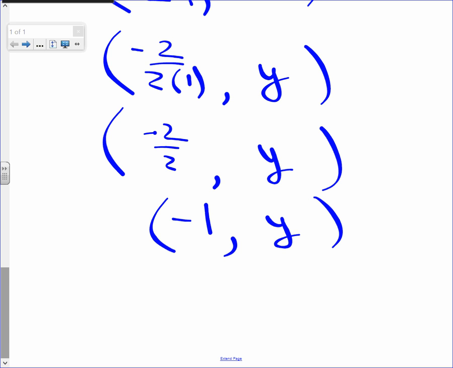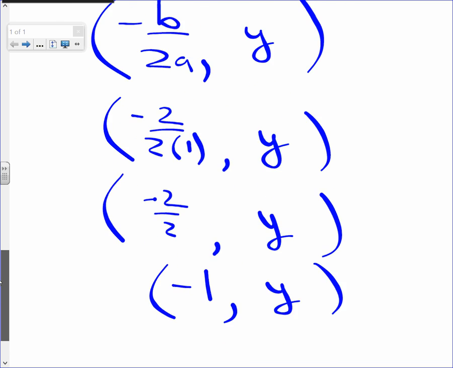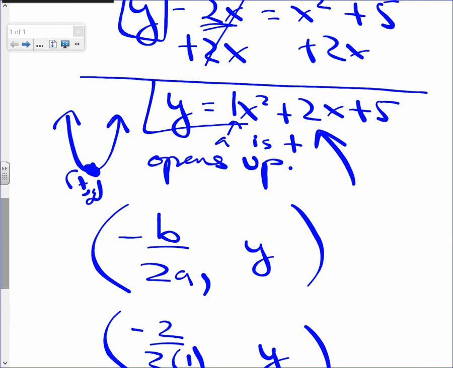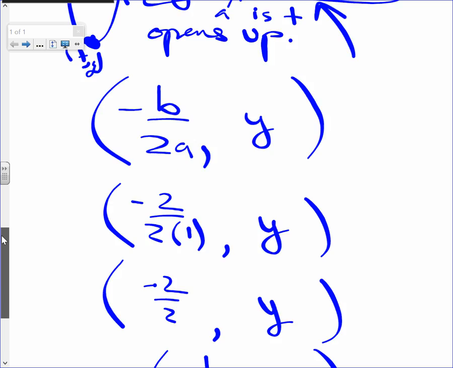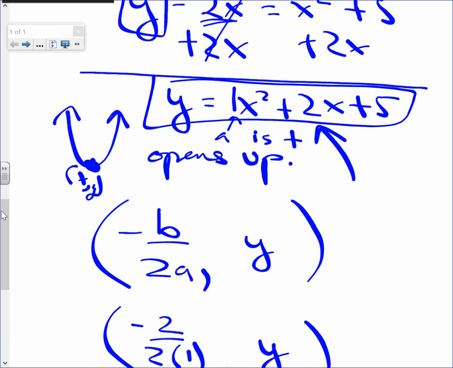Now let's figure out our y. How are we going to figure out our y? Well, look at our equation in standard form. What is y equal to? Right here. This tells you what y is equal to. Y is all that garbage. We know what the x is. X is negative 1. So wherever I see x, I replace it with negative 1 to figure out what y is. Y is all that garbage.